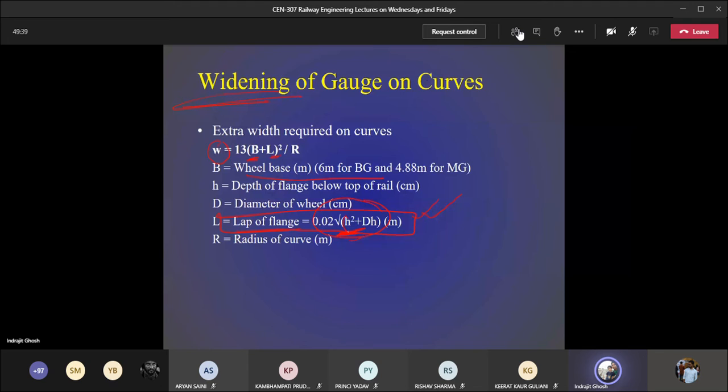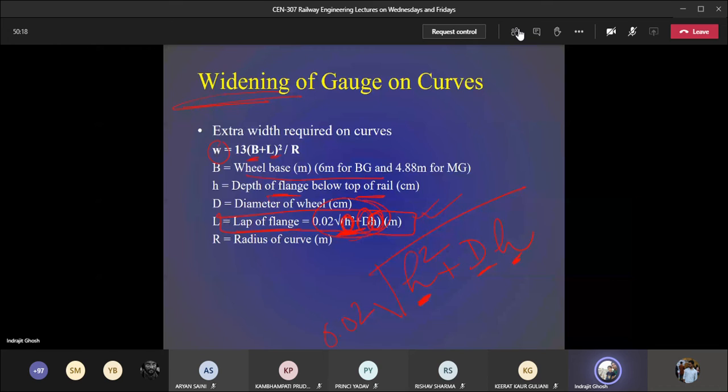Here you have two terms. One is H. This is the depth of the flange below top of the rail that I have shown you by a drawing. This D is the diameter of the wheel, and again there is this small h component, which is again the depth of the flange. Okay, so h squared plus Dh, so comparatively smaller value, large value, 0.02 in meter.